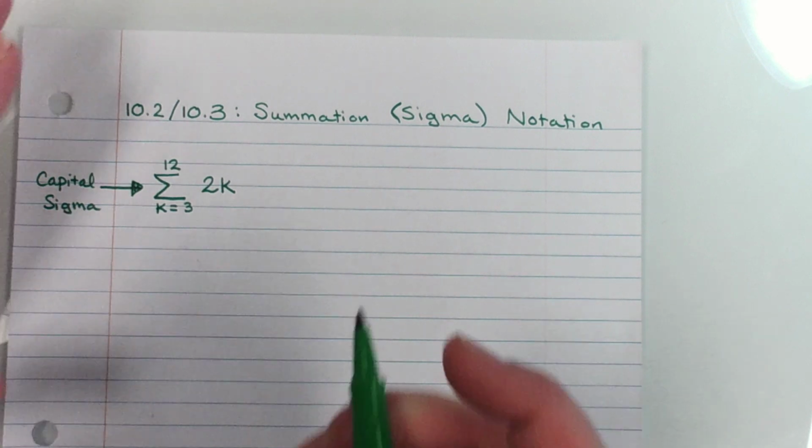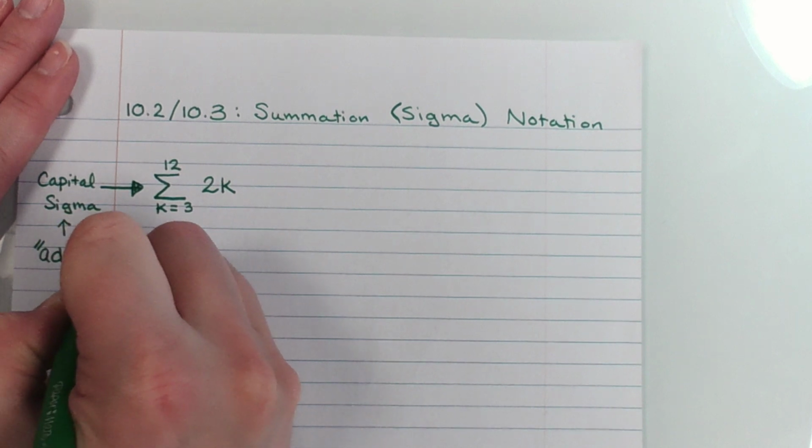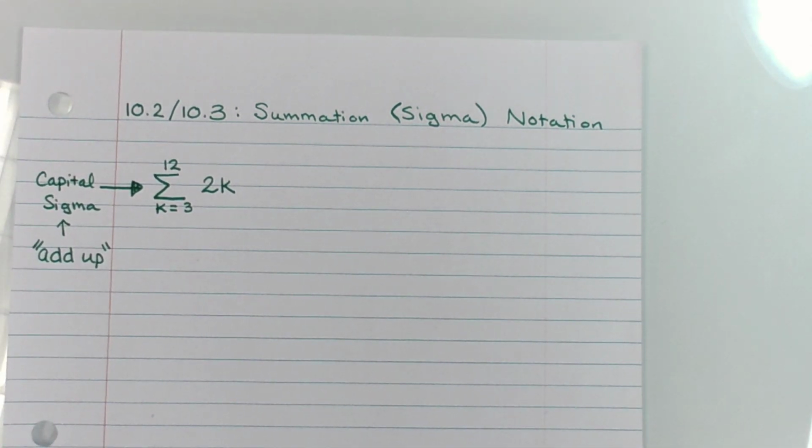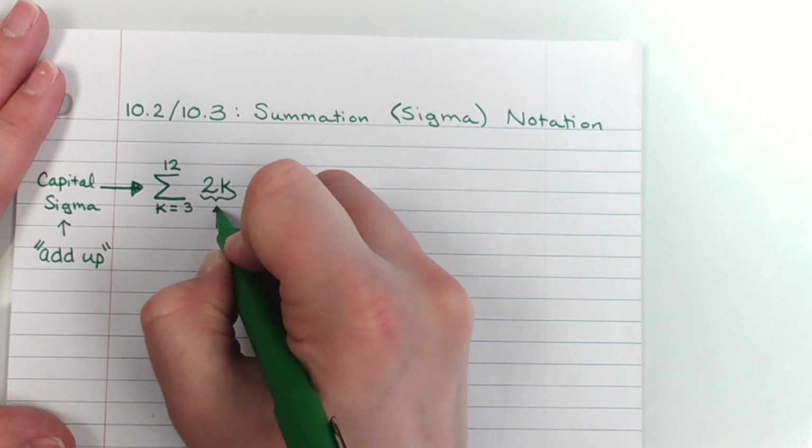Capital sigma tells us that we are going to add up something. And if it's telling us that we're going to add something up, it is telling us, in terms of sequences and series, that we are talking about a series. Sigma notation is used for series. Now, what sigma notation actually is telling us is that this right here, this 2k, is the expression, kind of like the equation. The only difference is it doesn't have an equal sign.